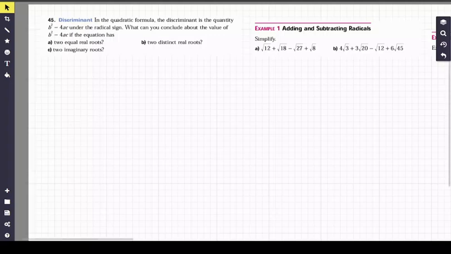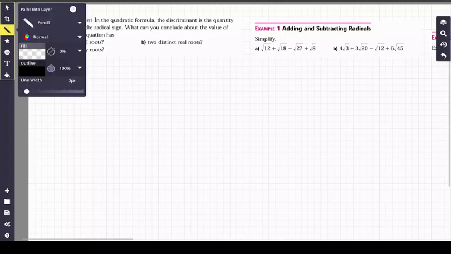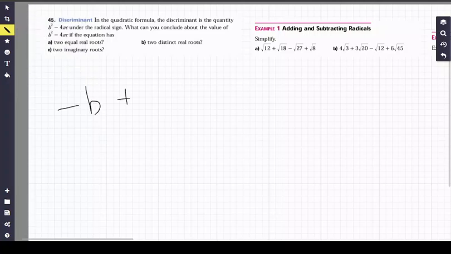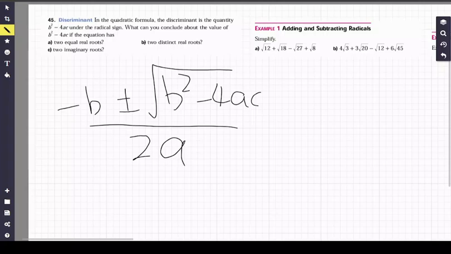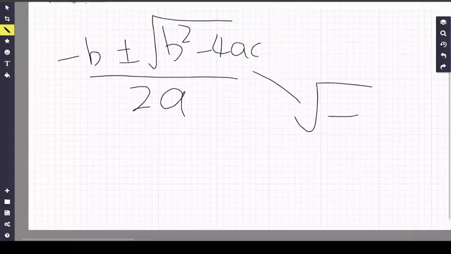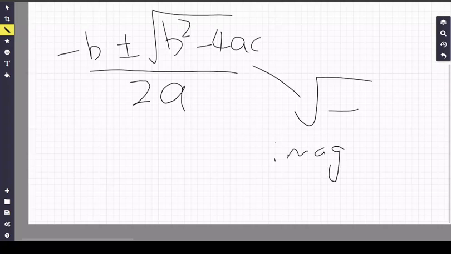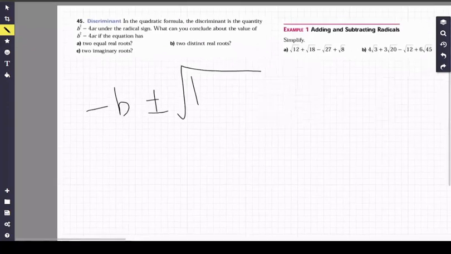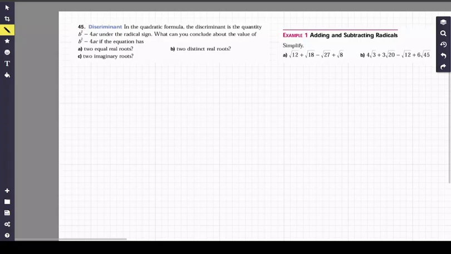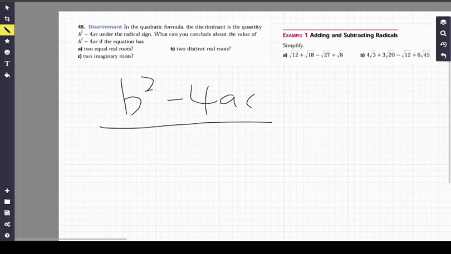So if you remember the quadratic formula being negative b plus minus root b squared minus 4ac. And if you remember, I showed you that if anything under this radical is a negative, we're gonna have an imaginary root. And if it's positive, we're going to have a real root. So the discriminant is basically the value of this.